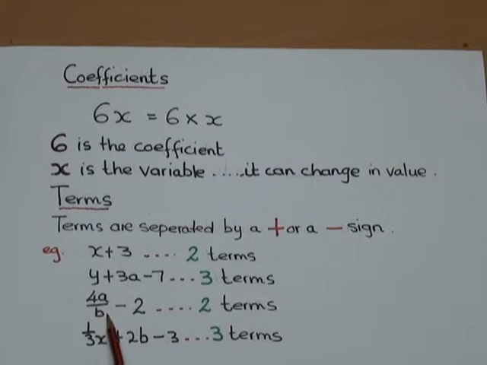4a divided by b minus 2, there are two terms. A third x plus 2b minus 3, there are three terms. There's the plus and the minus. Terms are separated by a plus or a minus sign.